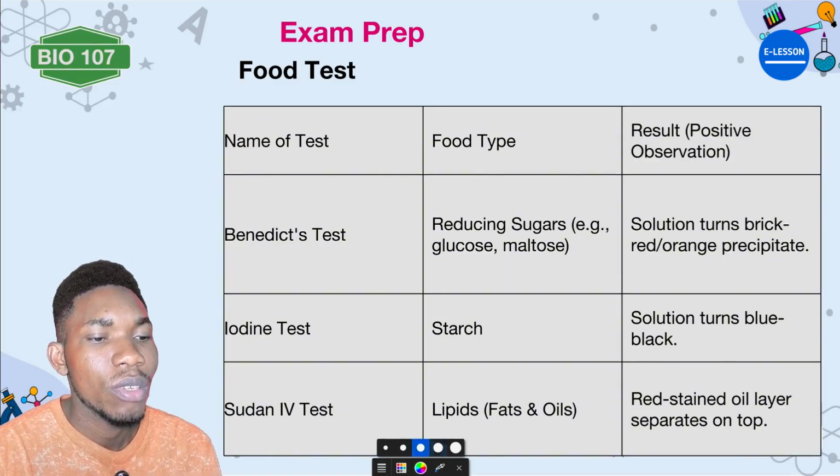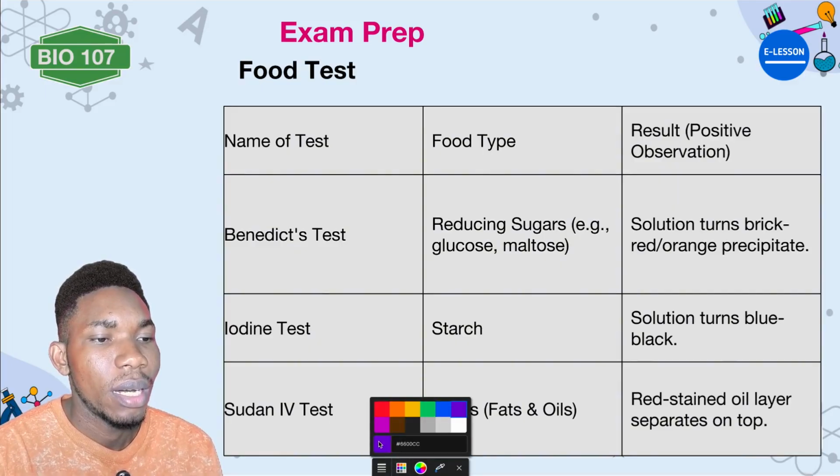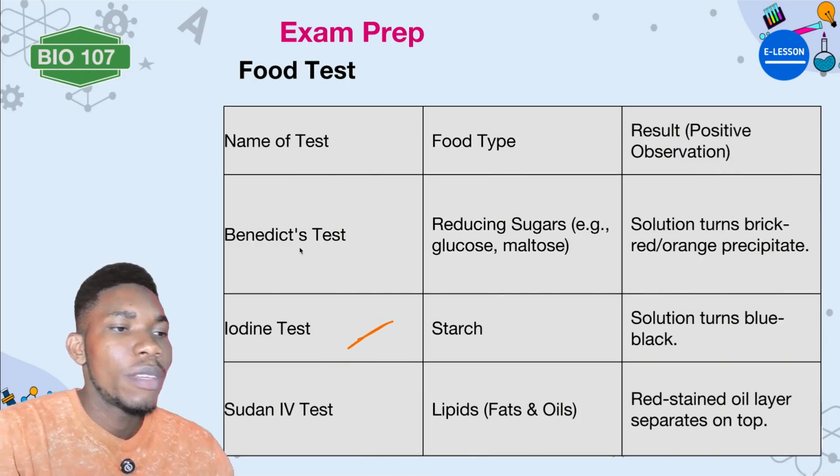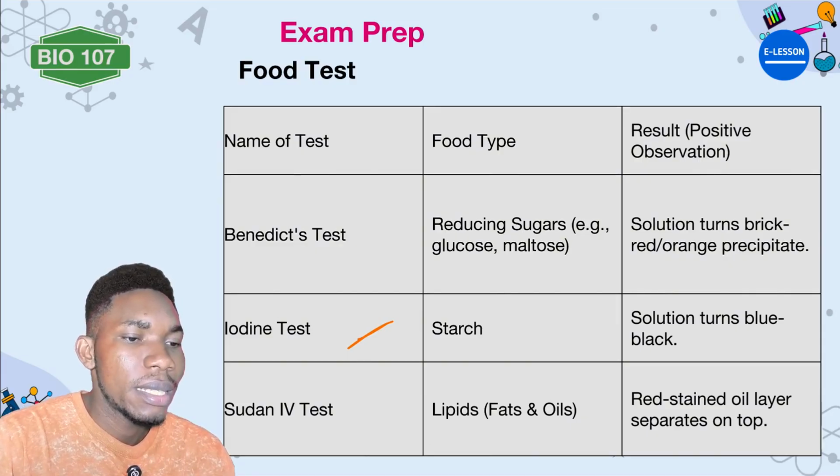This is not something you just memorize and then go for the exam. You are meant to know them. Is that okay? So we have the first food test here, which is Benedict's test.